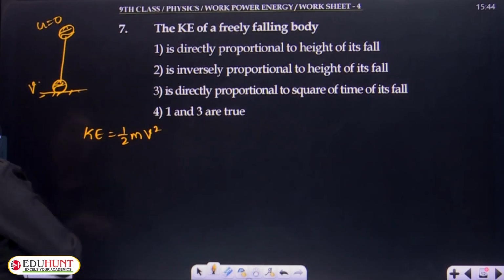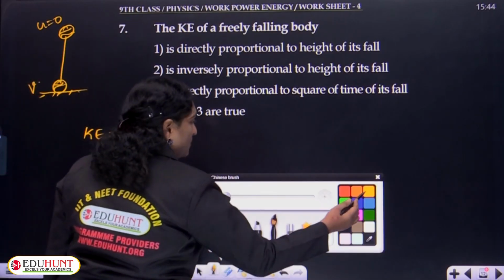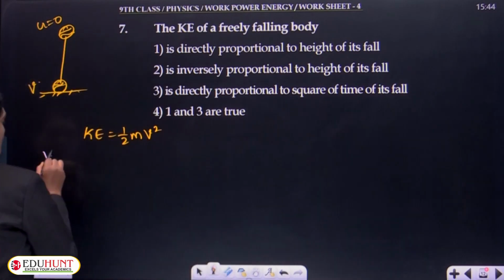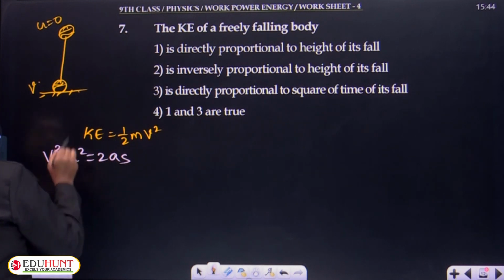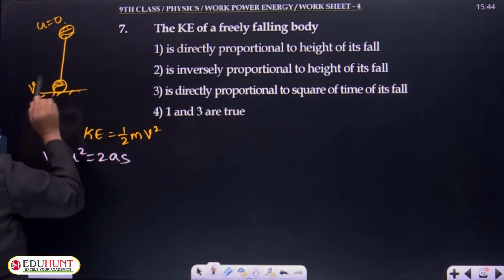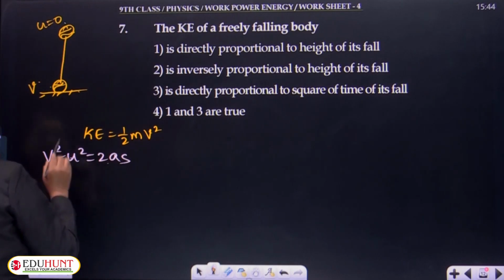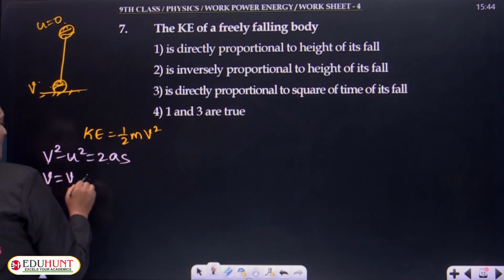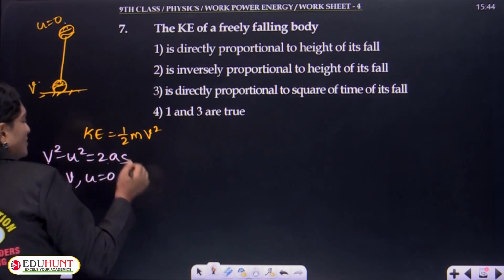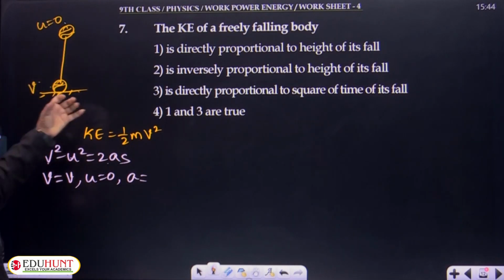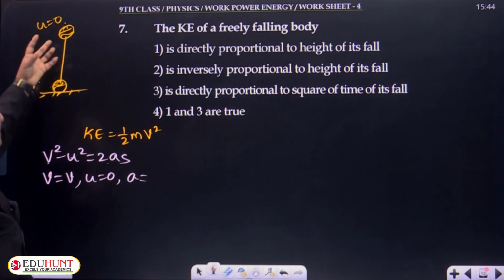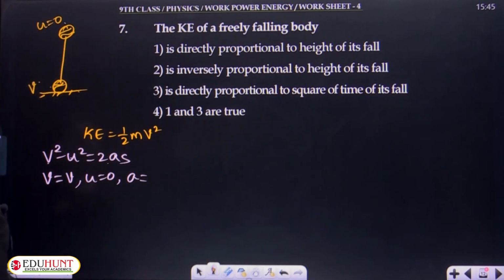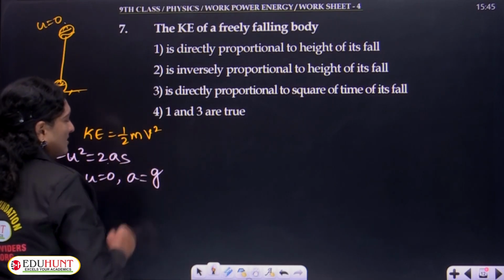So from the relation v square minus u square equals 2as, what is u, children? 0. What is v, children? V itself, the final velocity. U was 0. Acceleration: why does the ball fall? Because of the acceleration due to gravity, the body falls downward, and this acceleration is due to gravity g.